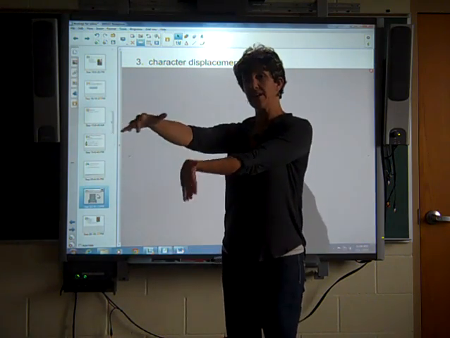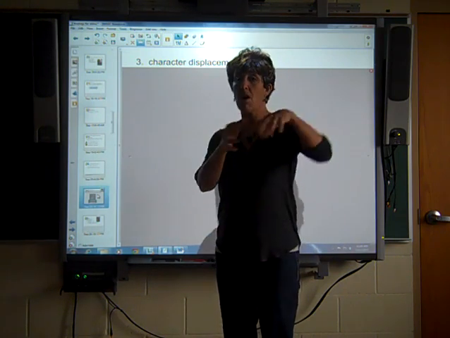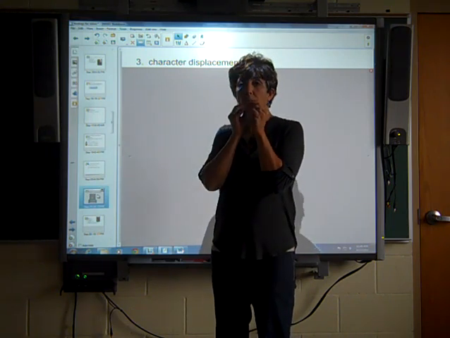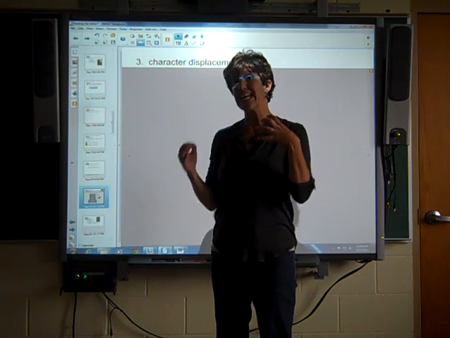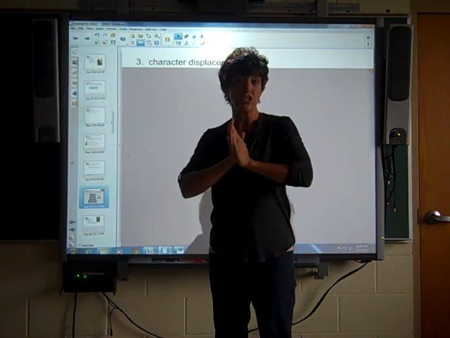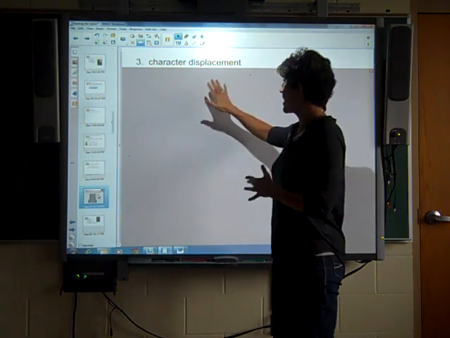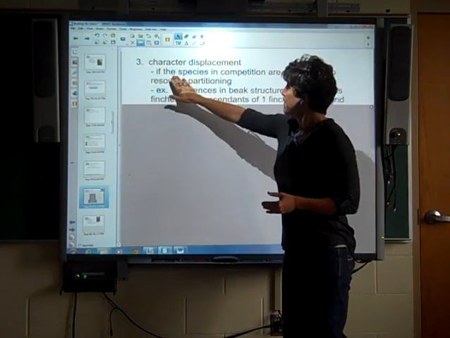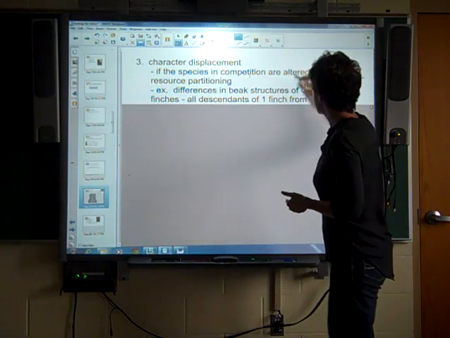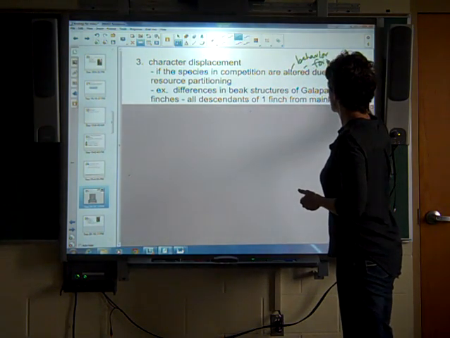On the other side of the salad bar, as they're changing, maybe they need to adapt in a different way. They're not eating a hard or nut part of the salad bar, but instead they're having a different section of it, which requires their teeth to be able to tear more. So an increase in teeth, maybe the way that they are shaped, able to tear the food better, that might increase in frequency. We call that character displacement. So if the species in competition are altered due to resource partitioning, it can be an alteration in behavior or an alteration in form.